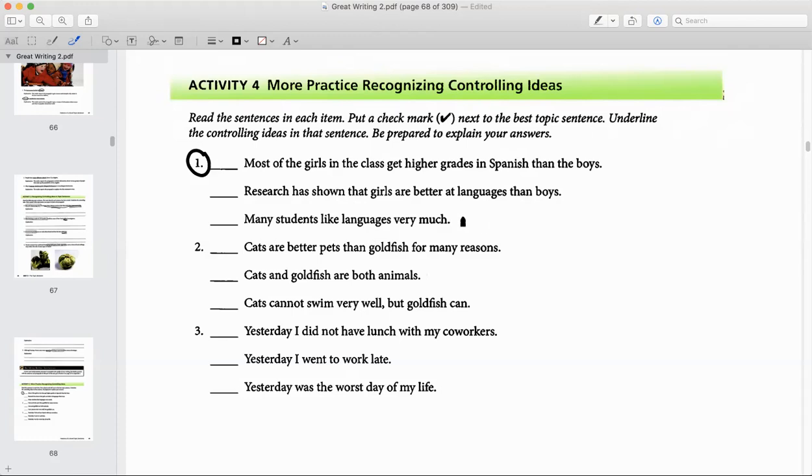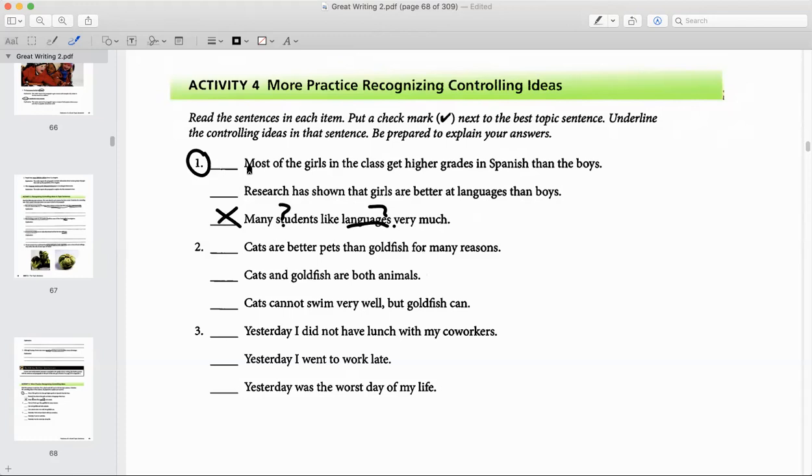That is way too general, right? We don't know what kind of students we're talking about. There's a lot you could say about that. And languages, which one? There's lots of languages. How can you put all of that in one paragraph? That would be very difficult.